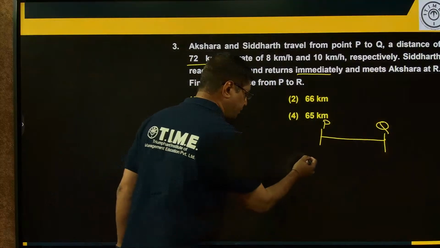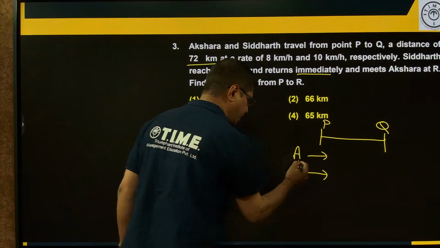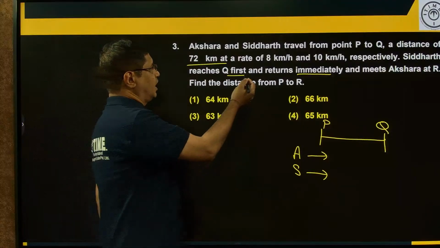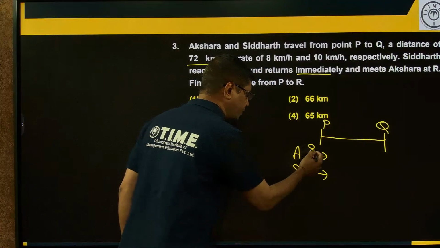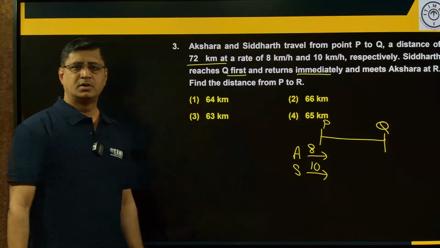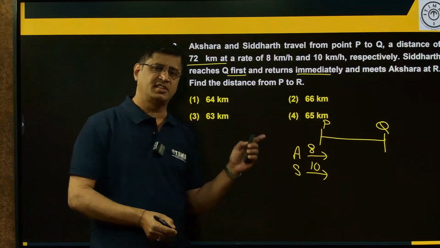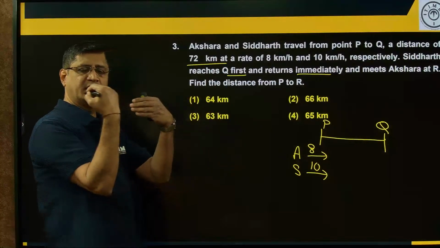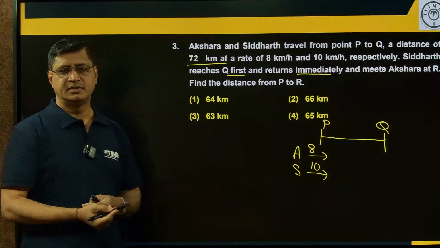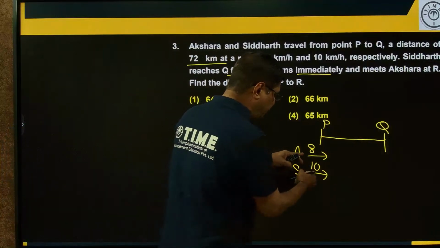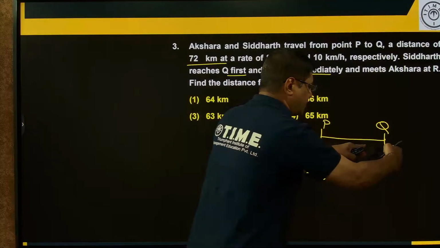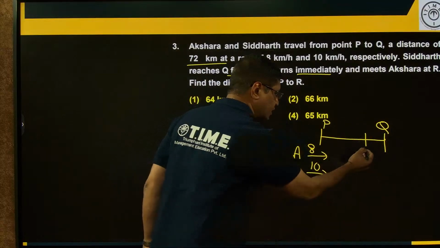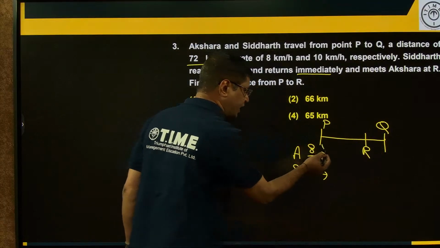Akshara and Siddhartha started from P at the same time with speeds of 8 kilometers per hour and 10 kilometers per hour. Who is moving with more speed? Siddhartha. So Siddhartha will reach the destination first and take a turn towards the starting point. First Siddhartha reaches, and immediately returns and meets Akshara at some position. That position is called R. We need to find out this value.